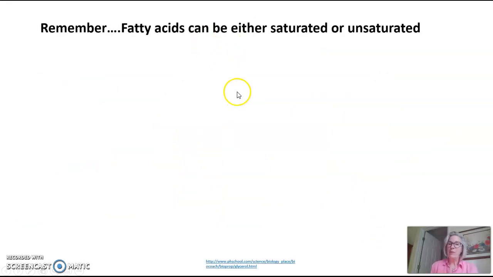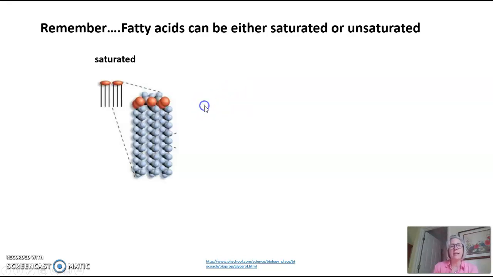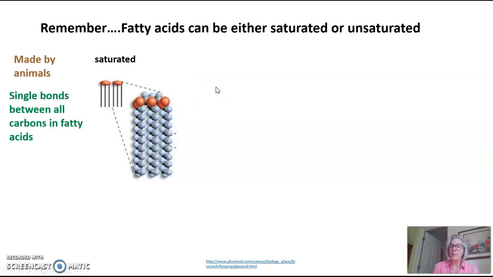So remember from a previous video that fatty acids can be either saturated or unsaturated. I want to talk about saturated fatty acids and how they impact the structure and function of triglycerides. These are made by animals. So the triglycerides made by animals have saturated fatty acids. That means they have single bonds between all the carbons in the fatty acid.